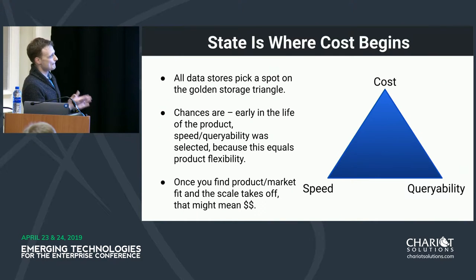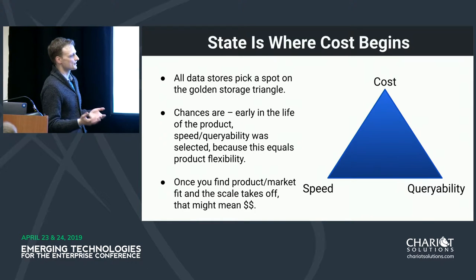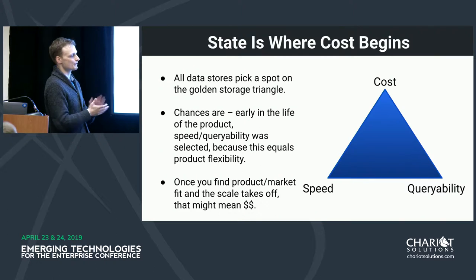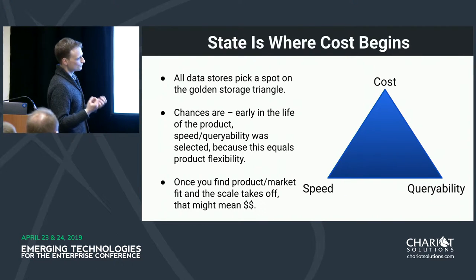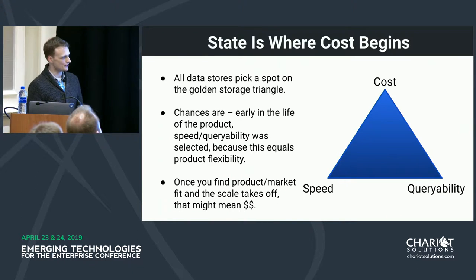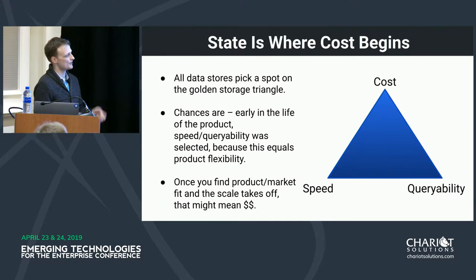I'm going to bring up this triangle, which I found is always very useful for me when I'm considering storage concerns, where data is going to go, what's hot store versus cold store, and what I want to do. Typically, when you're picking a solution for how you are going to store data in your system, you are picking a spot in this triangle around speed, queryability, and cost. And you've got to pick some spot in there.